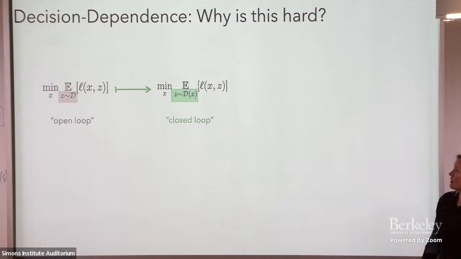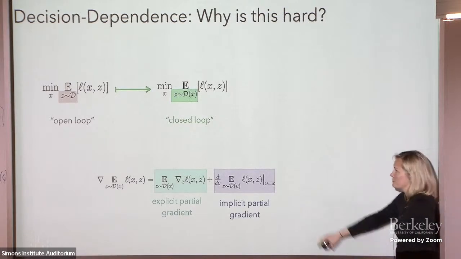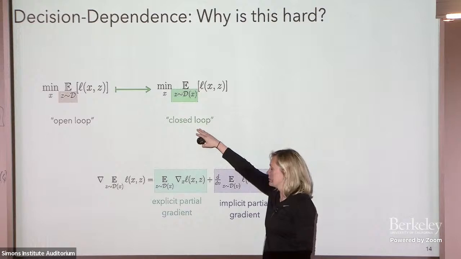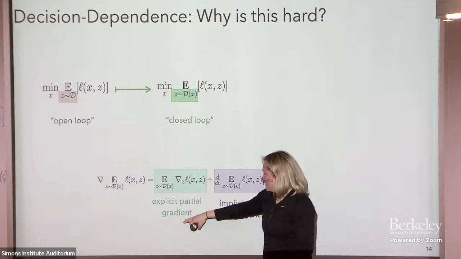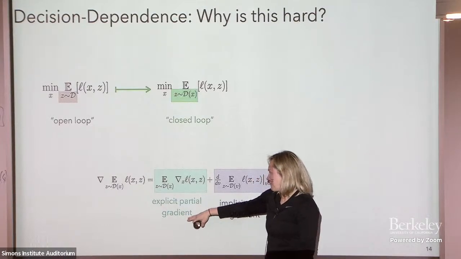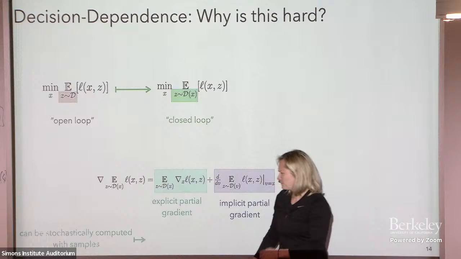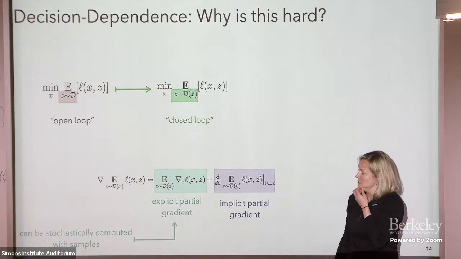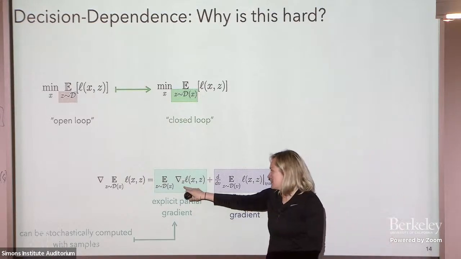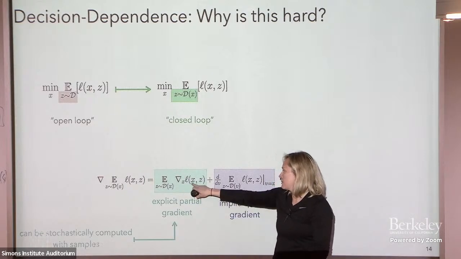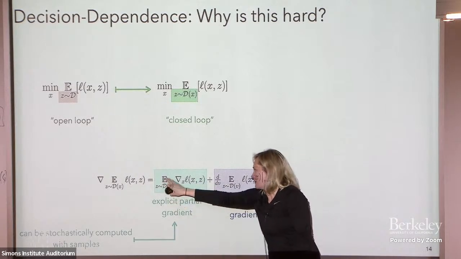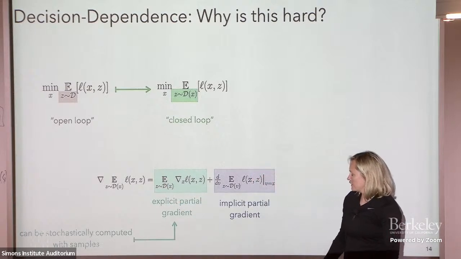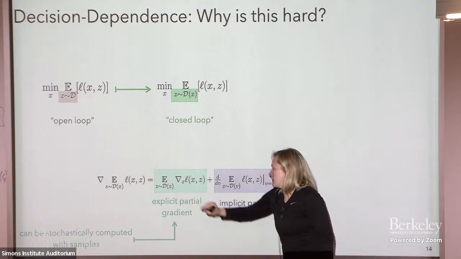And just to reiterate why this is a hard problem, if you think about even optimizing this closed loop learning problem, we can start with first order conditions. If we break up the gradient, we have this explicit partial gradient. This can be computed pretty easily with samples. All we're doing is taking the gradient of our loss function with respect to the x dependence in the loss, so explicit dependence in the loss, and not yet with respect to the decision dependence. So it's fairly easy to compute without knowledge of this data distribution.